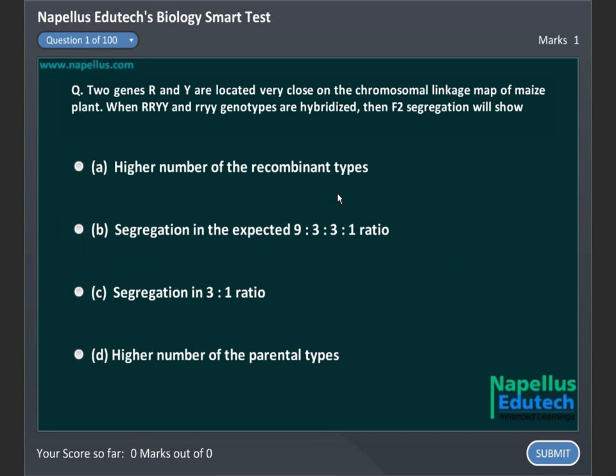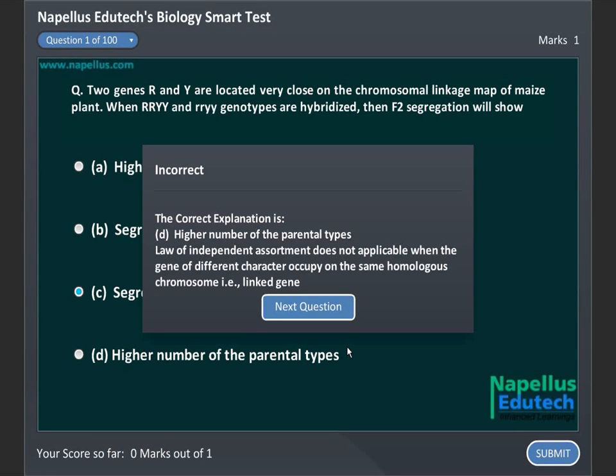Genes R and Y are located very close on the chromosomal linkage map of maize plant. When capital RR, capital YY and small rr, small yy genotypes are hybridized, then F2 segregation will show: A. Higher number of the recombinant types, B. Segregation in the expected 9:3:3:1 ratio, C. Segregation in 3:1 ratio, D. Higher number of parental types. Correct answer is D. Higher number of the parental types.